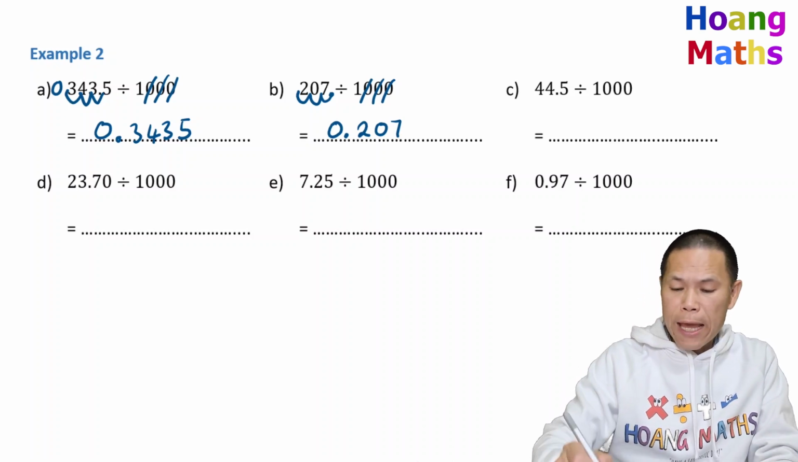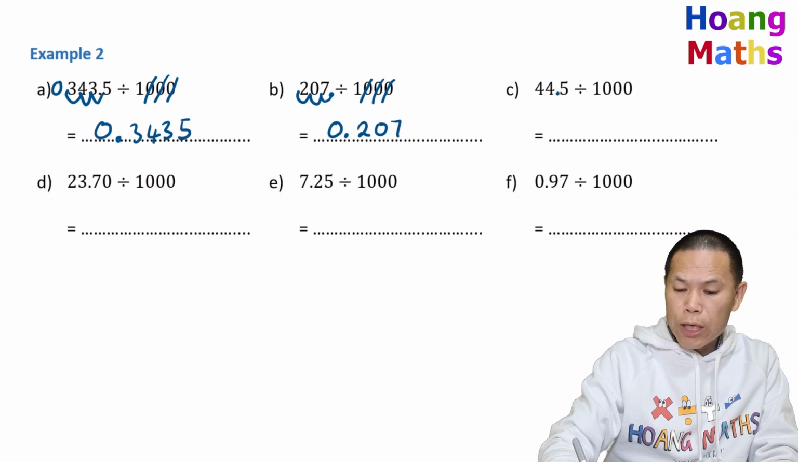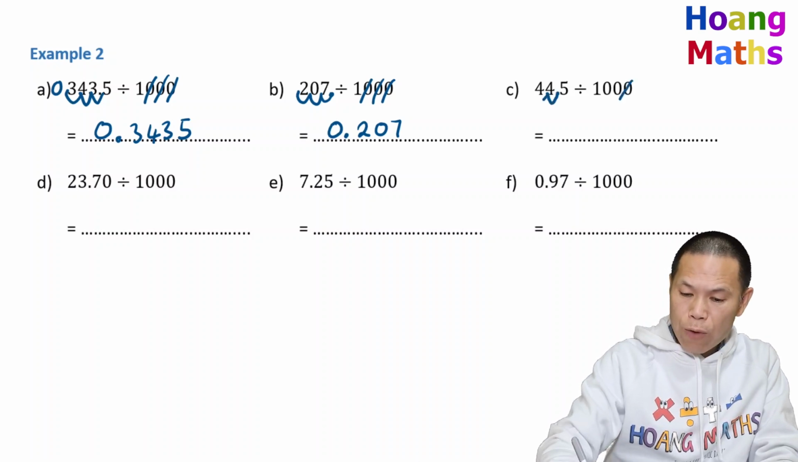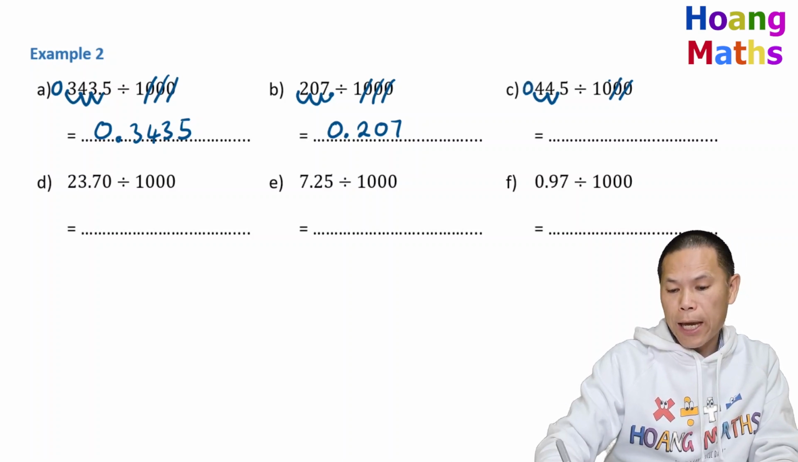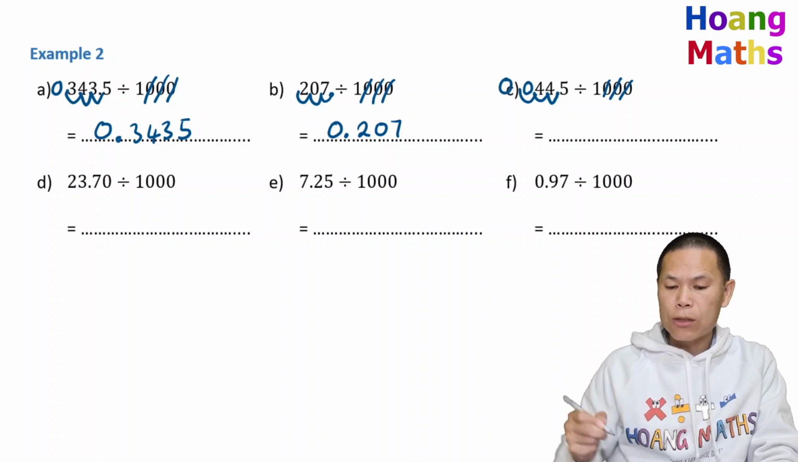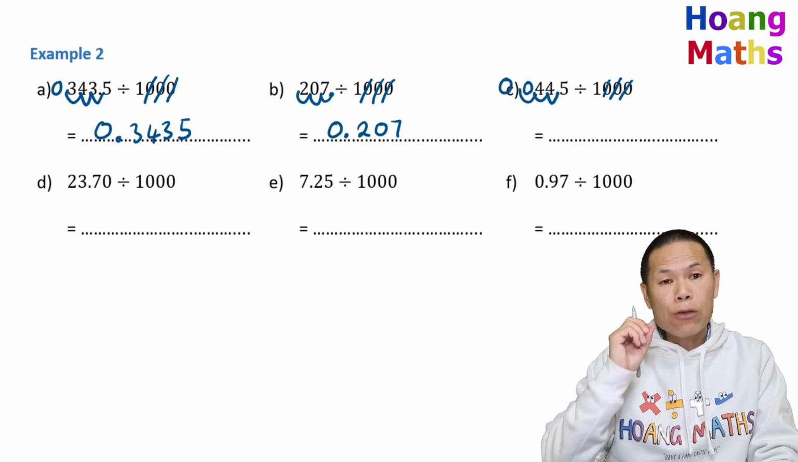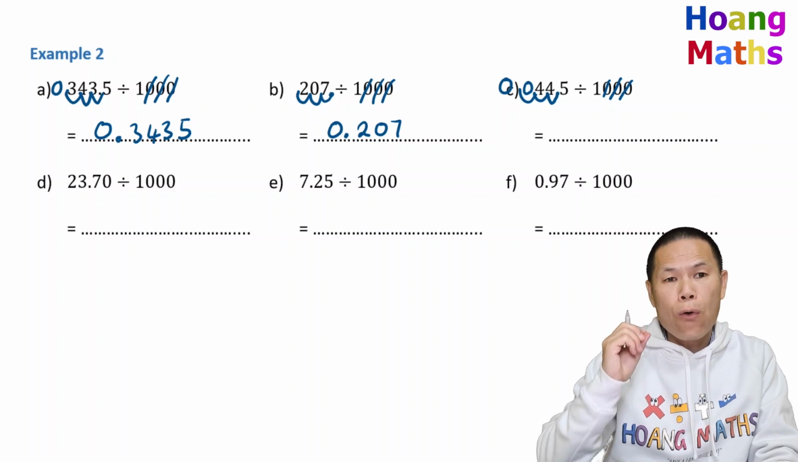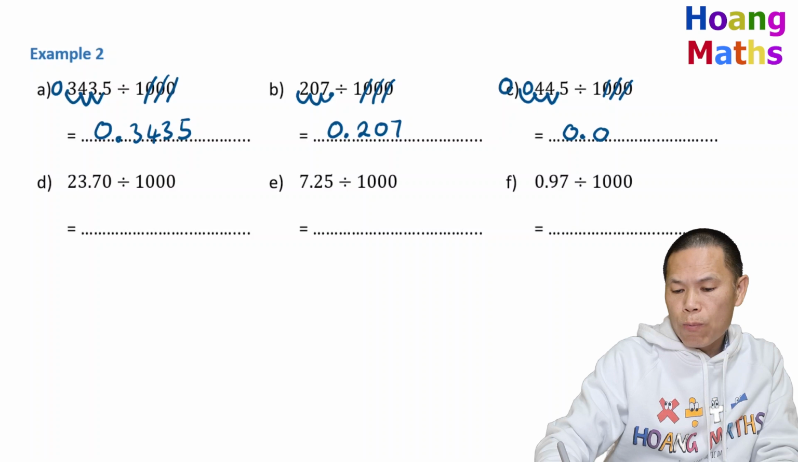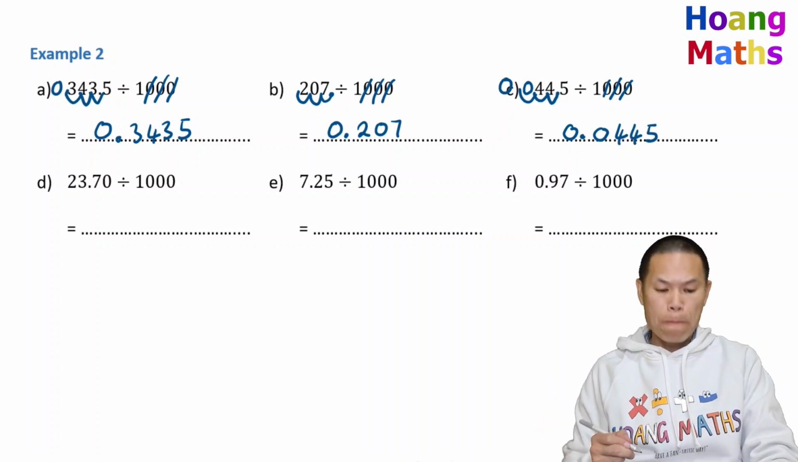44.5 we divided by 1,000. So this decimal point here, move to the left 1 unit, you cancel this. You move 1 more time, you cancel this. I put a 0 in front. I cancel this 0, I move 1 more time. Of course, I can add a 0 in front. So the answer is 0.0445. So there you go.